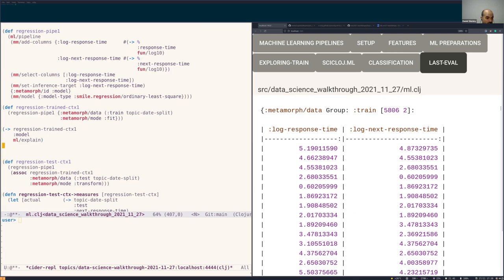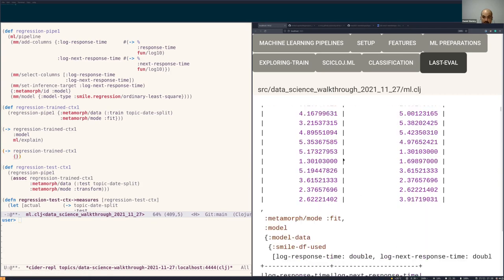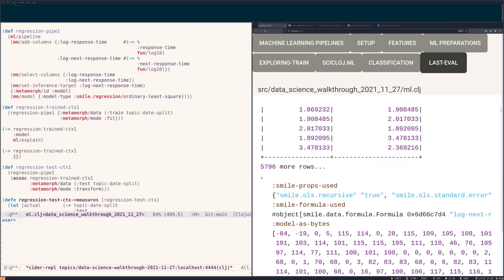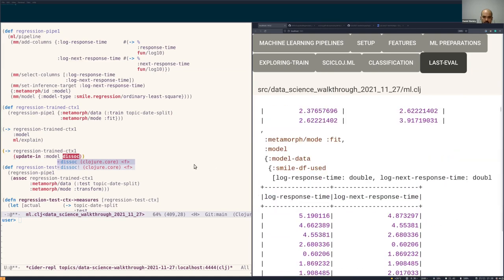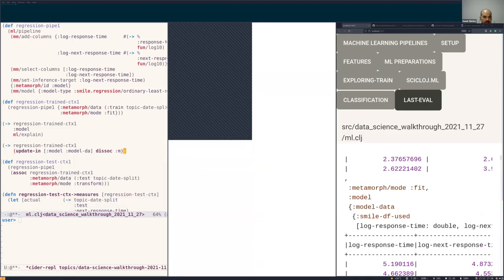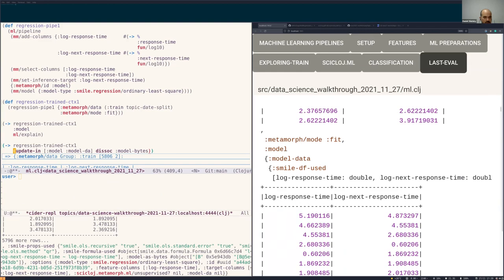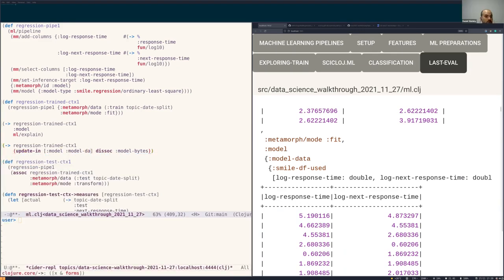Right, so maybe just to make it a bit easier, let us look at the model. It's not super straightforward. Oh, no, actually it is model data, sorry. Update in model data. Model bytes. So now when we print it, you have model data. Oh, thank you.